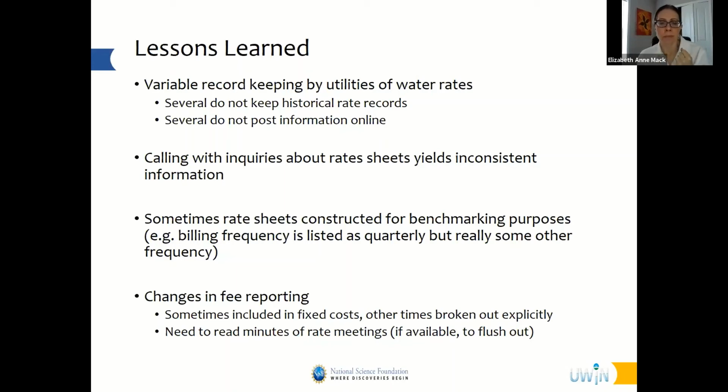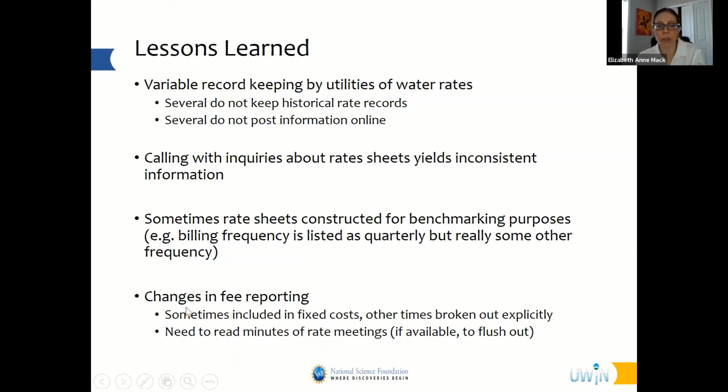So sometimes we saw multiple billing frequencies listed on a rate sheet, and we'd call for clarification, and they would say, oh, it says quarterly on there, but our billing frequency isn't really quarterly, it's monthly. We just constructed this as a way of benchmarking our rates to other utilities in the area that bill on a quarterly basis, which was important to know.